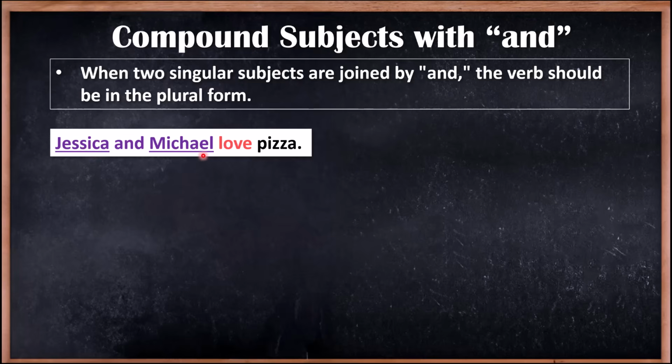Jessica and Michael. Now it's plural. This is a compound subject. We have two singular subjects together. So now it's not she loves pizza, it's they love pizza. So we have to put the verb in the plural form.